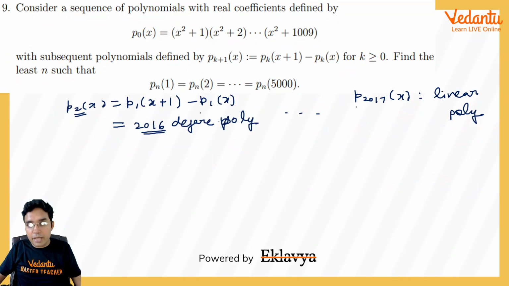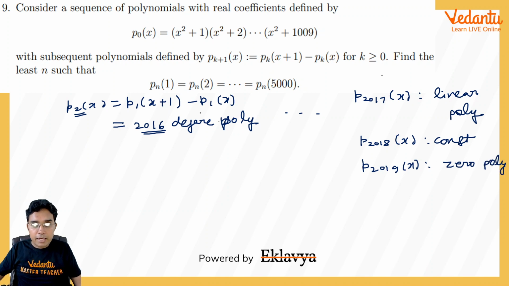So my p 2017 will be a linear polynomial, and p 2018 x will be a constant polynomial. And after that, everything will be zero polynomial. P 2019 x will be the zero polynomial.